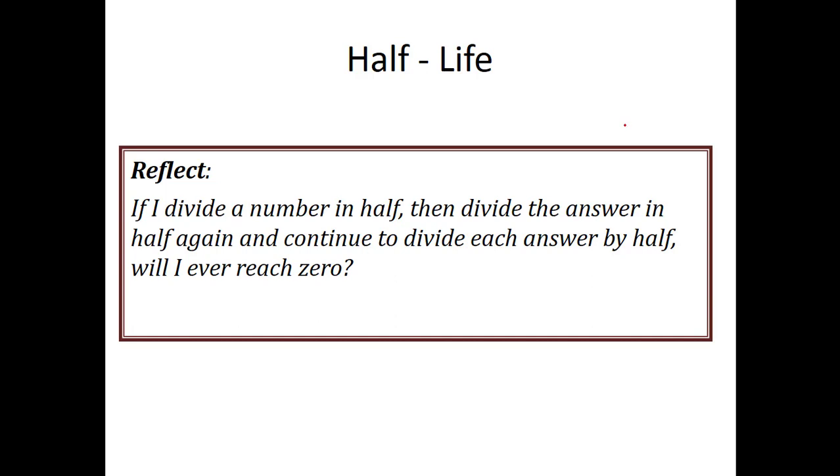So when looking at half-life, before we get started, I want us to think about this: if I divide a number in half, then divide the answer in half again, and continue to divide each answer by half, will I ever reach 0? If you think about this, is it impossible or possible to reach 0? Well, if you divide everything by half, it almost becomes an asymptotic relationship. You will approach a value of 0, but never actually cross that threshold of being 0.